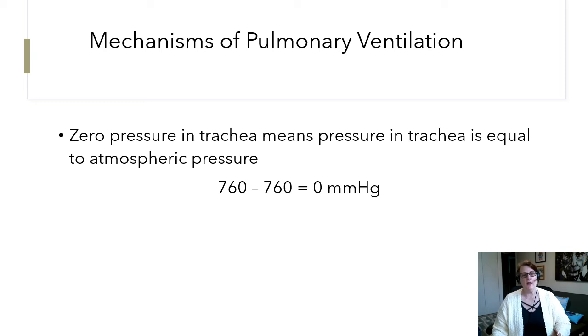So if I have zero pressure in the trachea or alveoli, and it is absolutely equal to atmospheric, it means that I have 760 outside, 760 in the alveoli or in the trachea. It means I'm at the end of expiration and I'm ready to start the process over. So this is an end expiratory pressure.